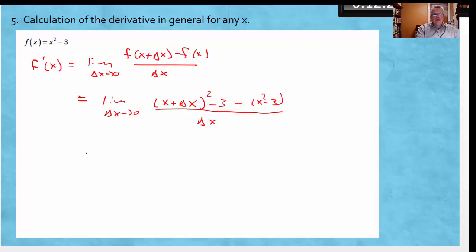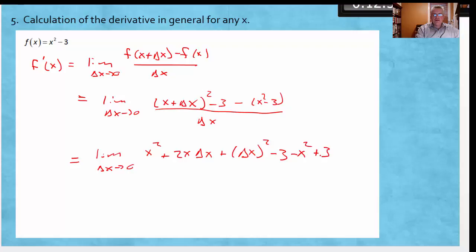Okay, so we have a lot of algebra ahead of us. This is going to be ugly for a minute, then it's going to get short and sweet. So delta x goes to 0. We're going to multiply this out, so hopefully we're very familiar with that now. That's x squared plus 2x delta x plus delta x squared. We have this minus 3 minus x squared, and minus 3 is plus 3. So I'm going to cancel some things out. This x squared cancels, that one cancels, minus 3 plus 3, and I forgot, this is all over delta x.